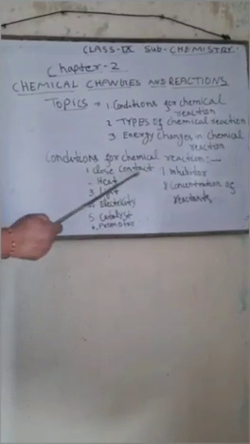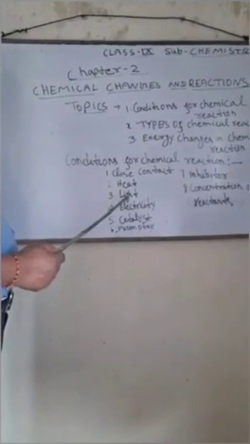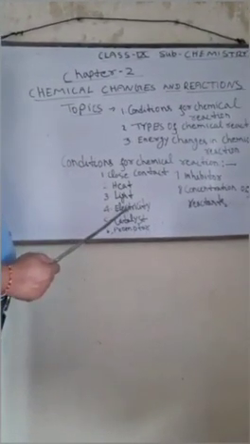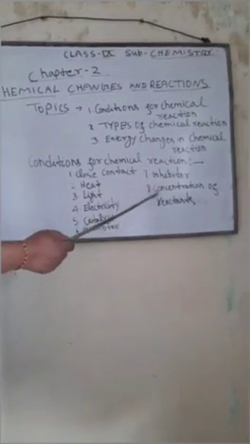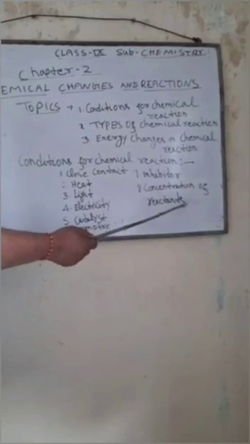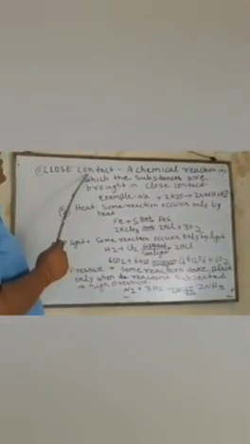First, close contact. Second, heat. Third, light. Fourth, electricity. Fifth, catalyst. Sixth, promoter. Seventh, inhibitors. Eighth, concentration of reactants. The first condition of chemical reaction is close contact.